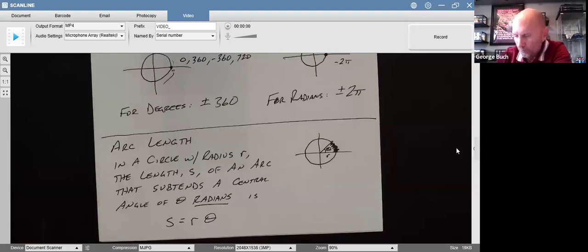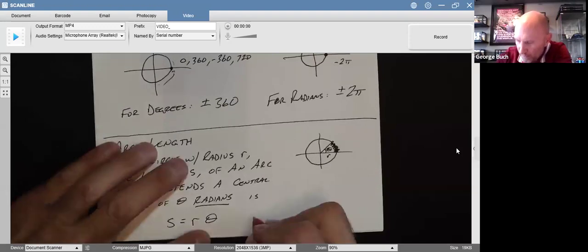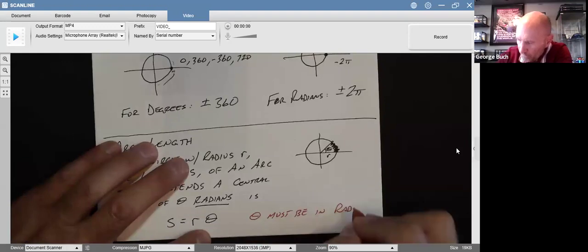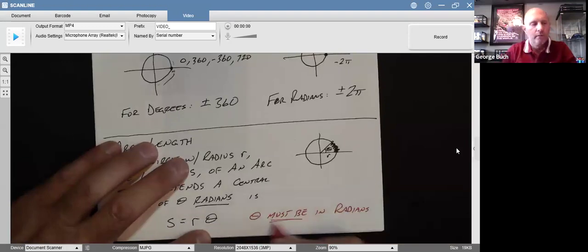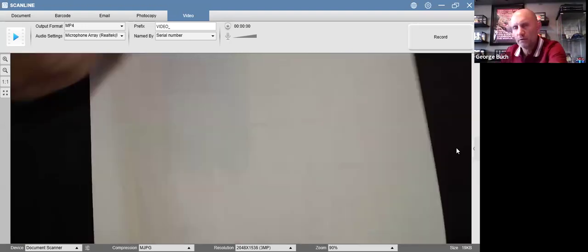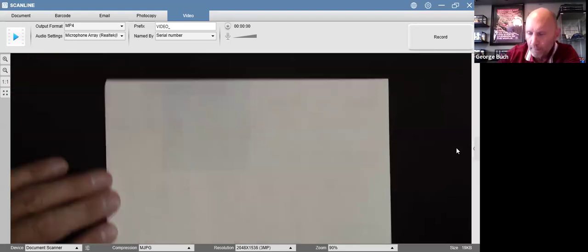But I'm going to write this in red pen here again, just as a reminder. Theta must be in radians. So if you're given theta's 30 degrees, you need to convert that into radians, pi over 6, before you plug it into this formula. Otherwise, if you don't, you will not get the correct answer. So that's arc length. That's the line going around the outside of the circle.